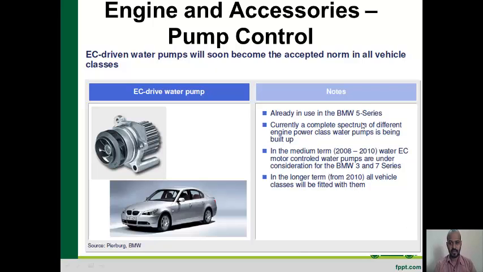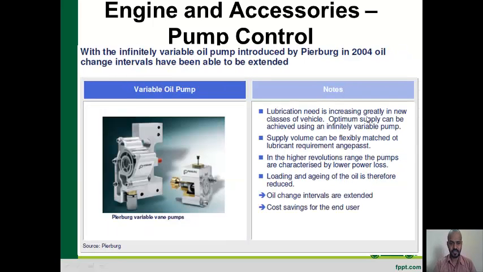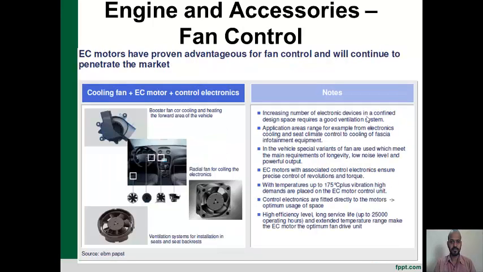In practice it is used in higher category vehicles like the BMW 5 series. A similar case applies to the oil pump as well. The oil pump is nothing but the lubricating oil pump, which is also controlled electronically nowadays. And then fan control, that is the cooling fan. For the radiator fan, sometimes it needs better cooling, sometimes it may not need cooling. So depending upon the engine temperature, the cooling fan speed has to be varied.